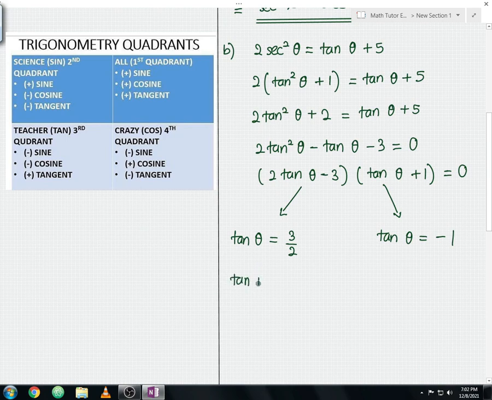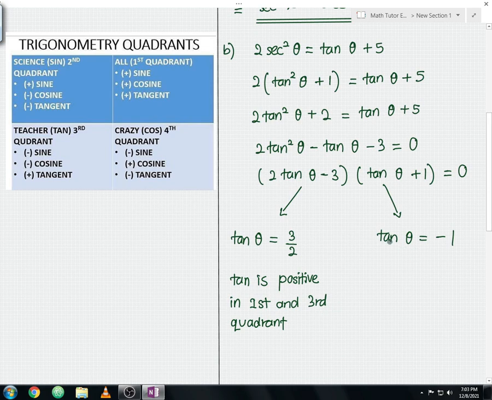Tangent is positive in first and third quadrant. Okay, so this is for the left hand side.